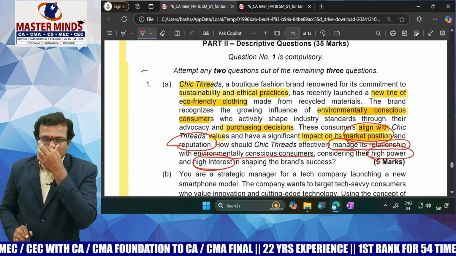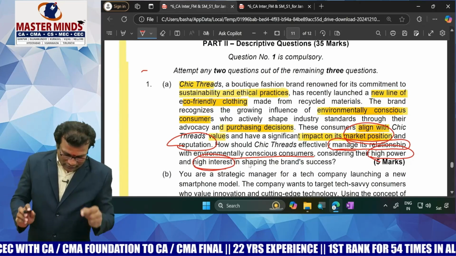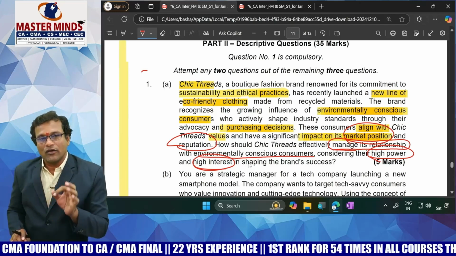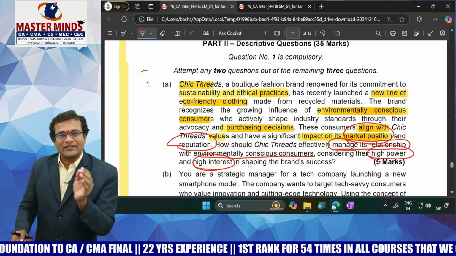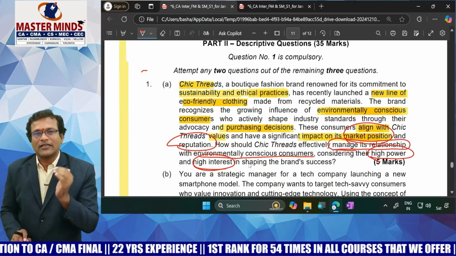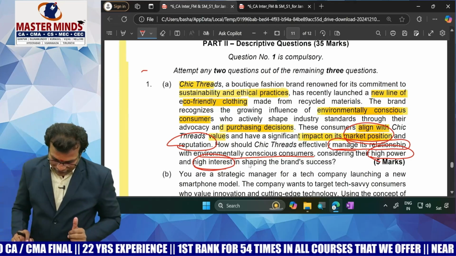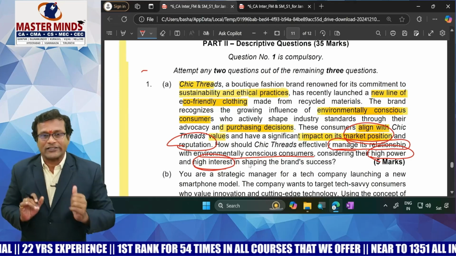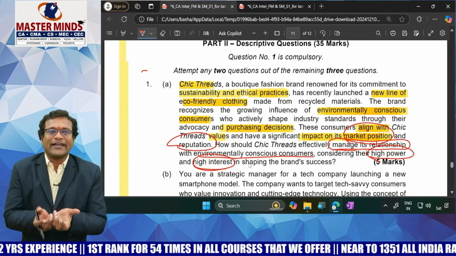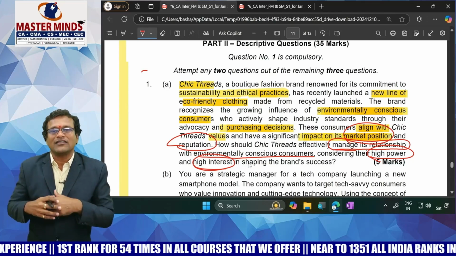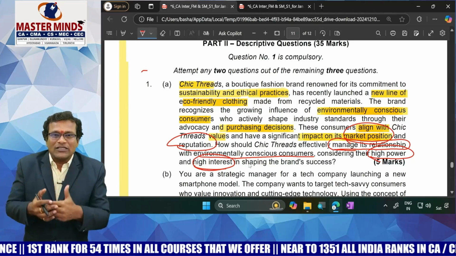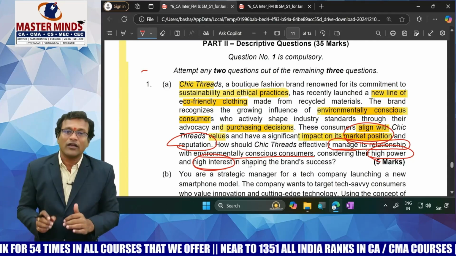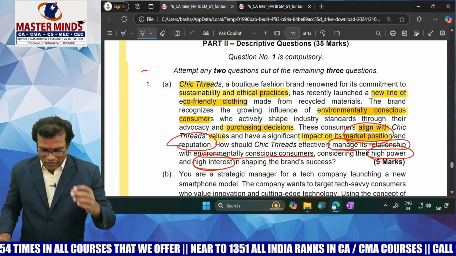By watching this question, first you have to identify that the example of stakeholder present in this question is environmentally conscious consumers. What are the two qualities represented by these consumers in this paragraph? Means they have high power and they have high interest. Now you have to relate how these consumers are exhibiting high power and how these consumers are exhibiting high interest in this organization called Click Threads. That is the thinking part of the student.